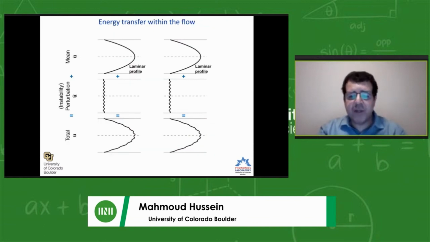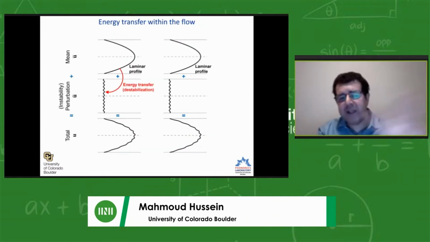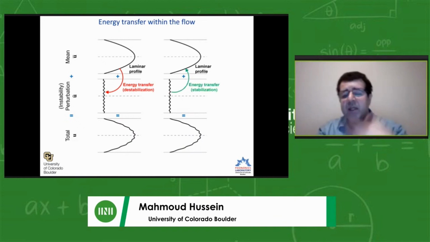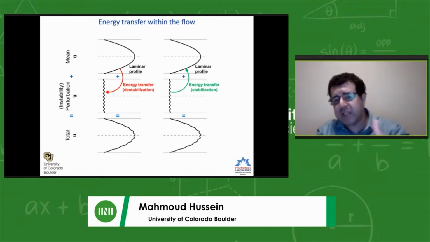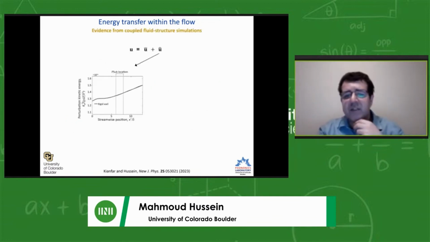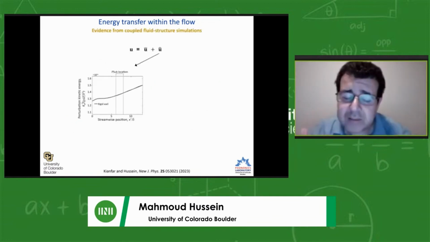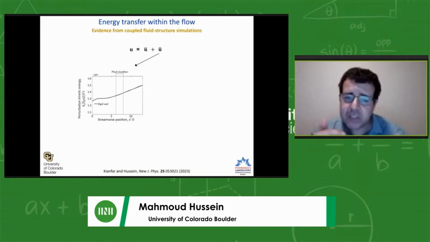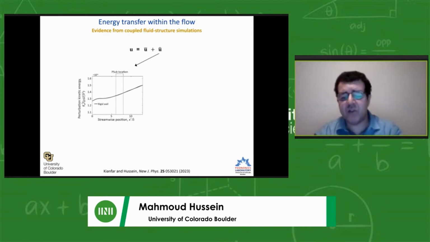So going back to the original picture, remember I showed you this idea of energy transfer between the mean flow component and the instability, and then our interest, if we want to stabilize, is to reverse that trend. So let us now look at how this actually unfolds in the flow itself. So let's look even more precisely into the energetics of the flow field.